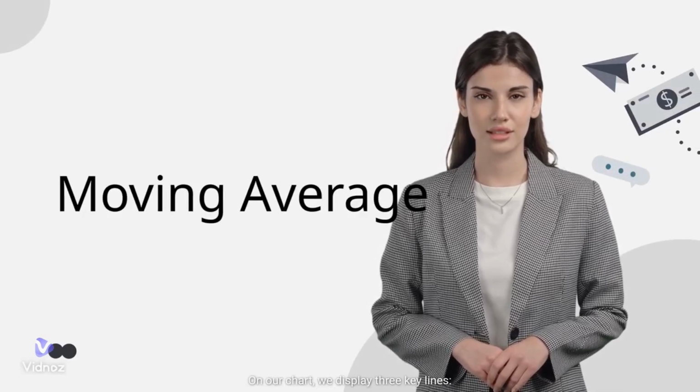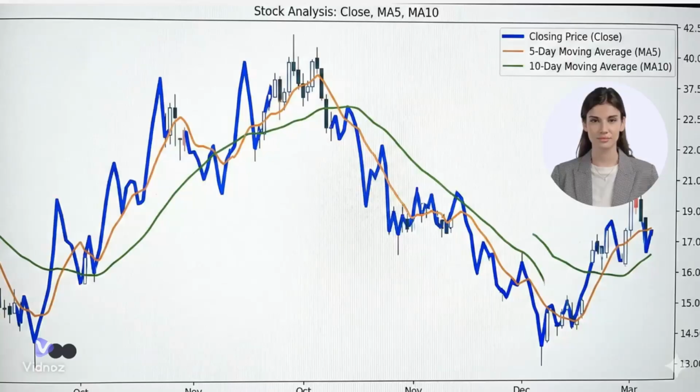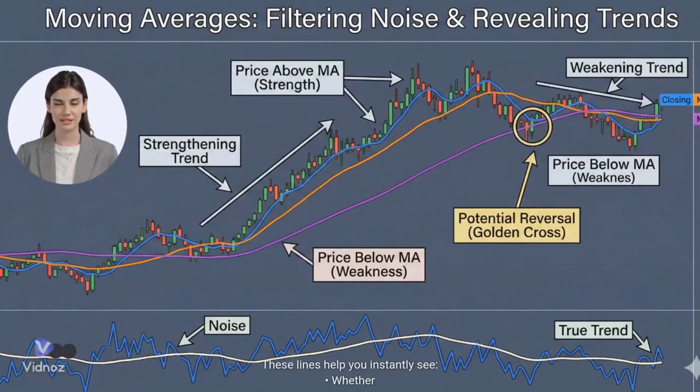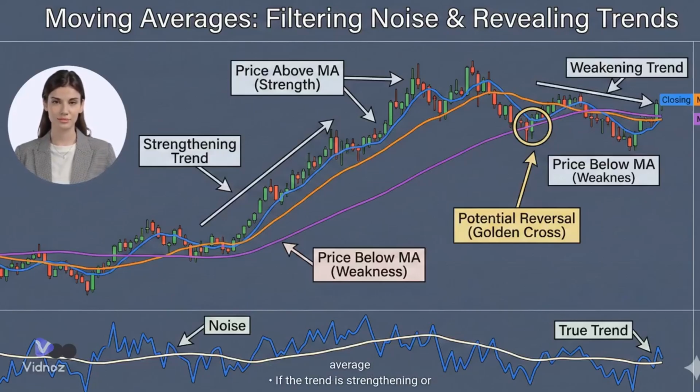On our chart, we display three key lines. 1. Closing price, close. 2. 5-day moving average, MA5. 3. 10-day moving average, MA10. These lines help you instantly see whether the price is above or below the moving average, if the trend is strengthening or weakening, and whether a potential reversal may be forming. In short, moving averages filter out noise and reveal the true trend.